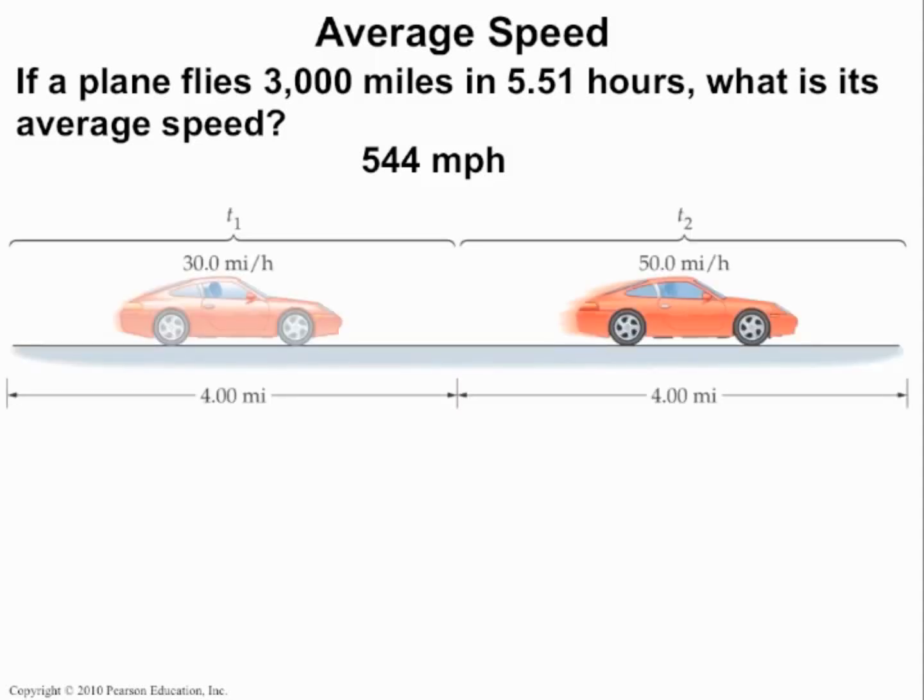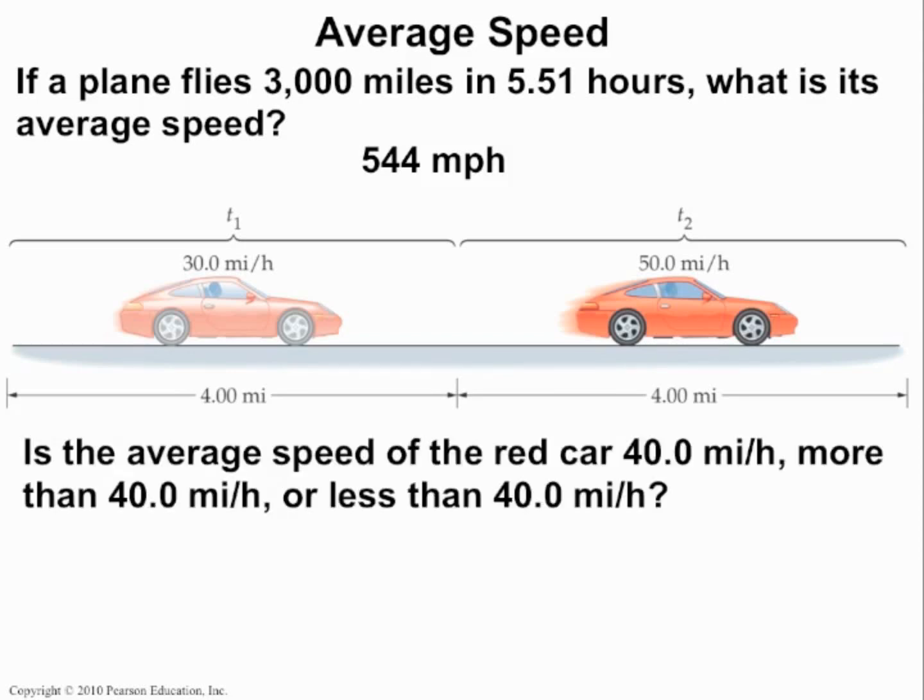All right, let's take a look at this diagram. We have a car going 30 miles an hour for 4 miles, and that takes T1 hours. And then we have that same car going 50 miles an hour for 4 miles, and that T2 hours is how long that part of the trip takes. And so here's the question that you have to think about. Is the average speed of the red car 40.0 miles an hour, more than 40.0 miles an hour, or less than 40.0 miles an hour?